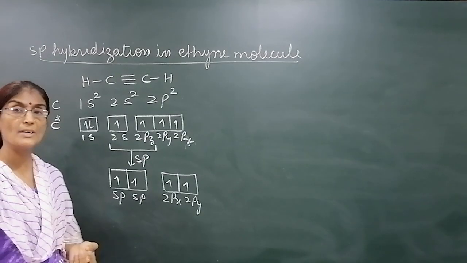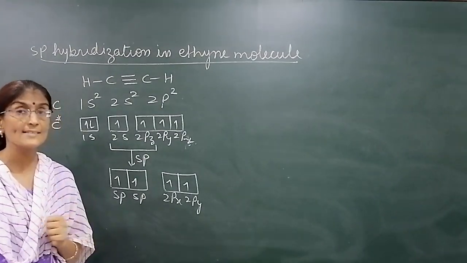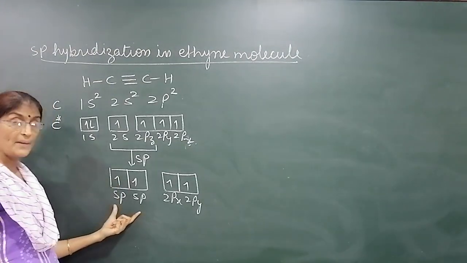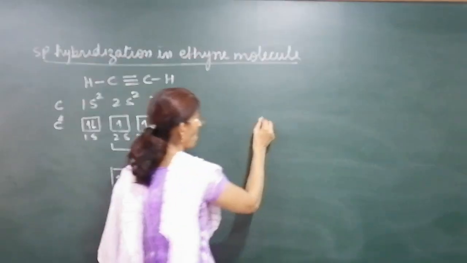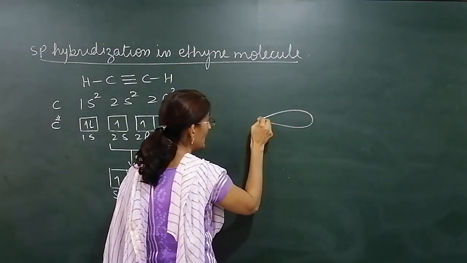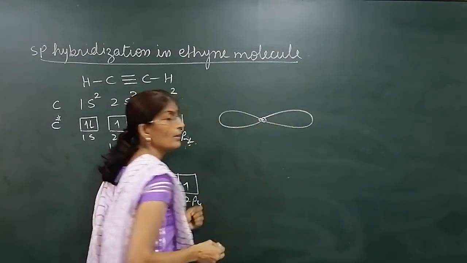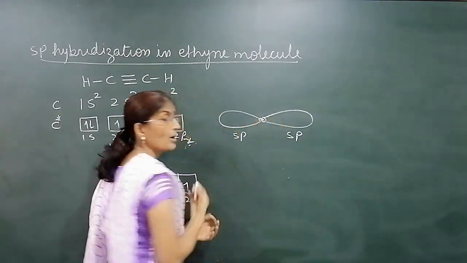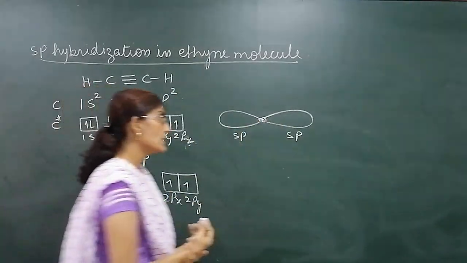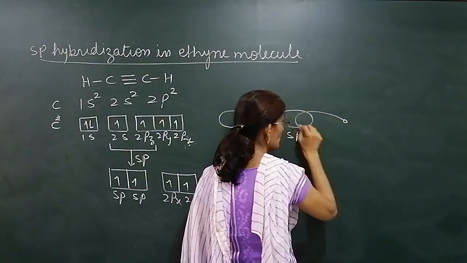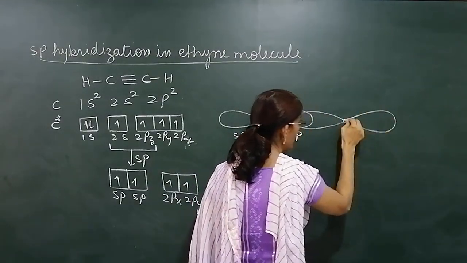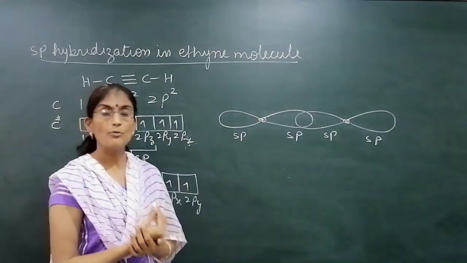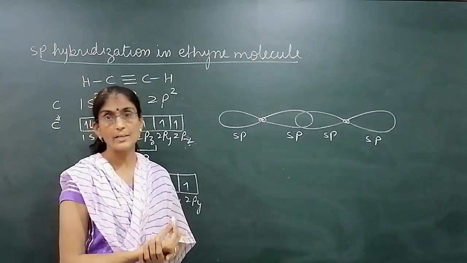How do these 4 orbitals lie in space so that repulsion among themselves is minimum? sp hybrid orbitals are arranged at an angle of 180 degrees. These are 2 sp hybrid orbitals of one carbon atom. In the same way for the second carbon atom also, 2 sp hybrid orbitals are arranged at an angle of 180 degrees and the shape is linear.